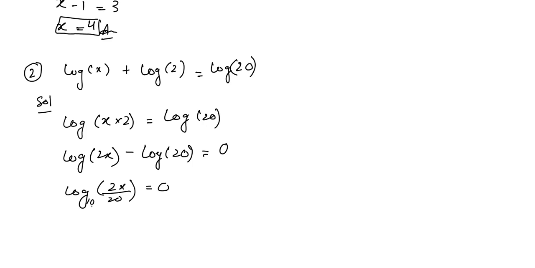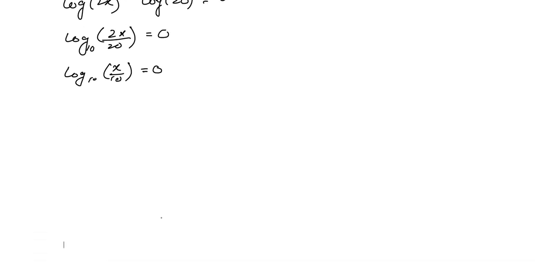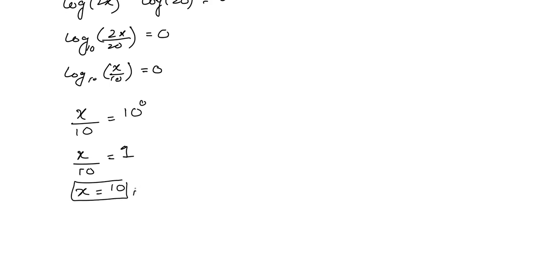We know that here the base is equal to 10, so we can write it as log base 10, 2x upon 20, so it will be x over 10 is equal to 0. So we can say that by changing this expression into exponential notation, we will have x over 10 is equal to 10 raised to the power 0, and we know that 10 raised to the power 0 is equal to 1, so x will be equal to 10. This one was also quite easy.